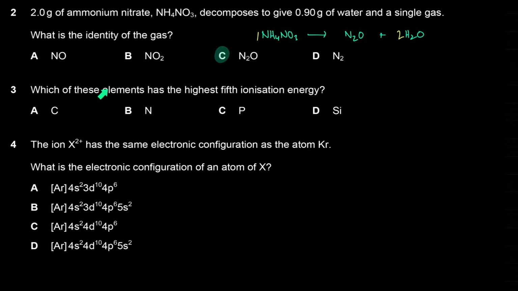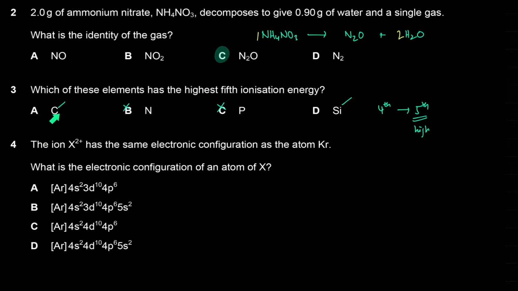Question number 3 says, which of these elements has the highest fifth ionization energy? Now, generally speaking, which elements will have a very high fifth ionization energy? Or in other words, for which group will we have a large jump from the fourth to the fifth? The fifth ionization is very high. That means there are 4 outer electrons. So that means group 14, right? And what do we have in group 14 over here? We have carbon and silicon. These are in group 14.